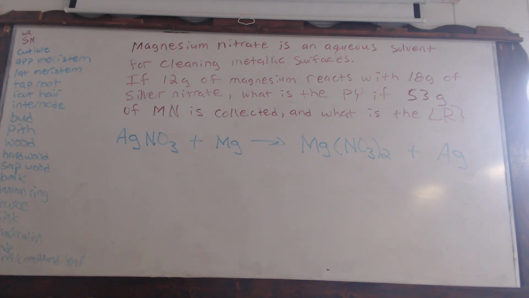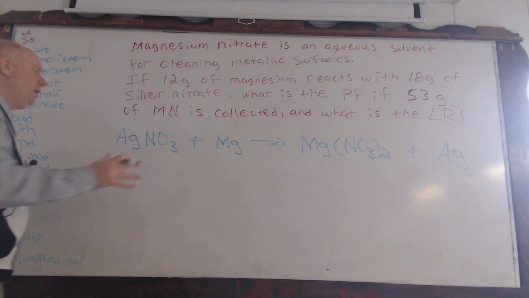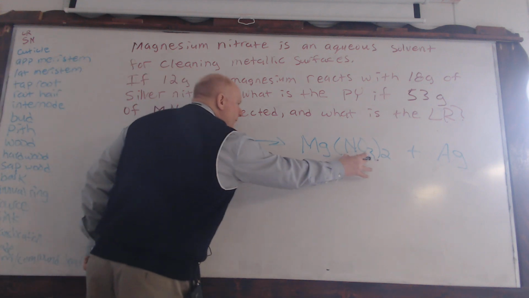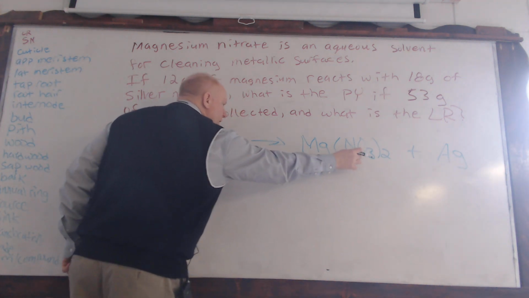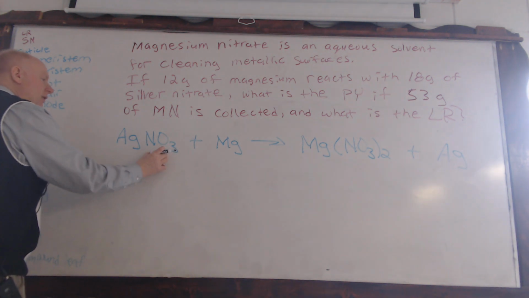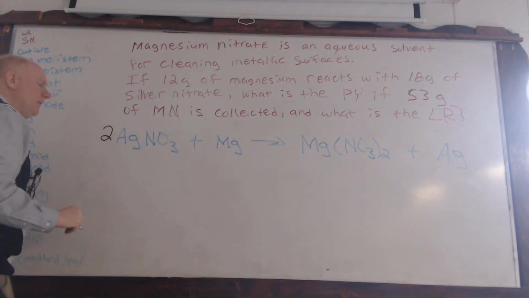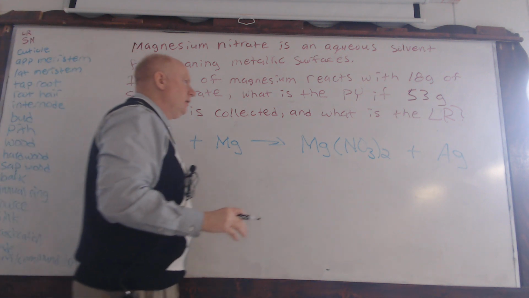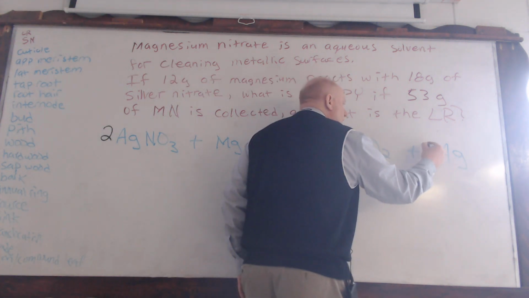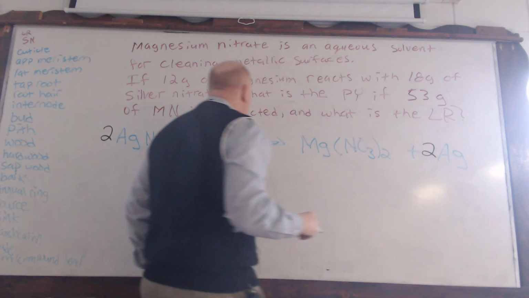Balance. Okay, so this is not very difficult to balance. Keep your nitrates together, okay? You've got 2 nitrates here and only 1 over here. Then when we go over to this side, we just need a 2 there. All right.